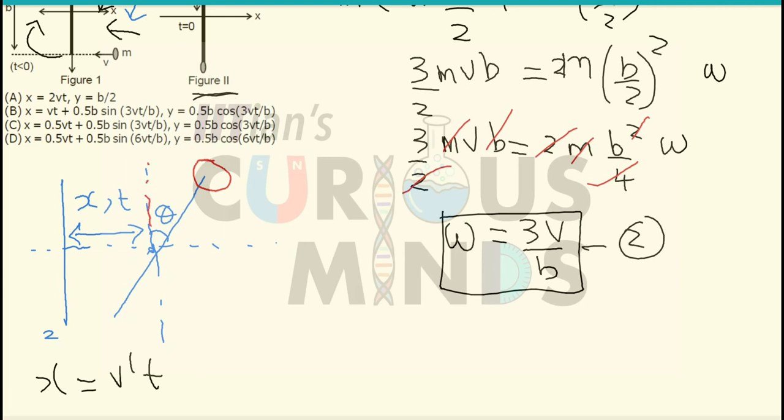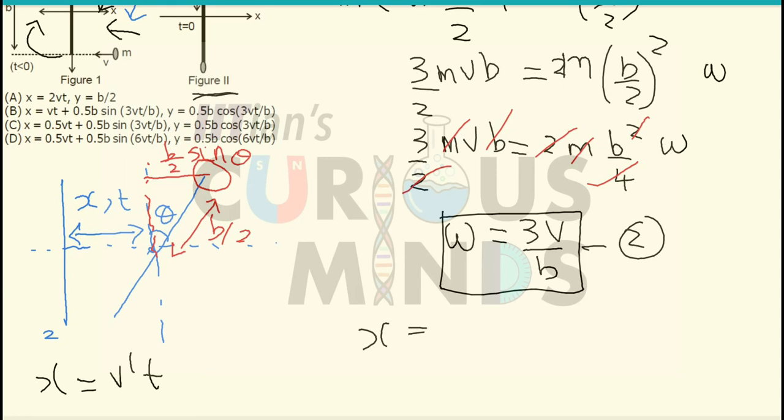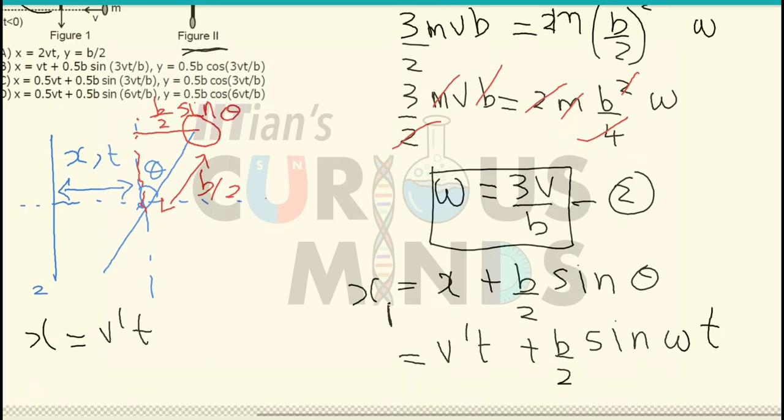Over here I can clearly see from the diagram, this distance is equal to b by 2. So this distance will be equal to b by 2 sine theta. So the actual distance travelled by the rod in the x direction, let me call this x1, will be equal to x plus b by 2 sine theta. Now the velocity of the center of the mass will be equal to v dash into t plus b by 2 sine theta, where theta can be written as omega into t.